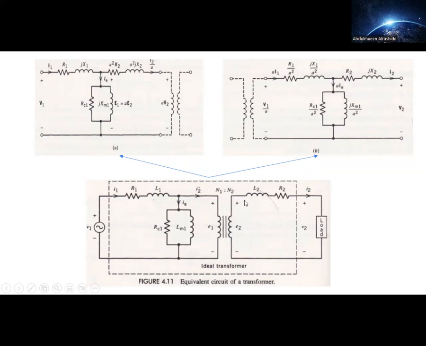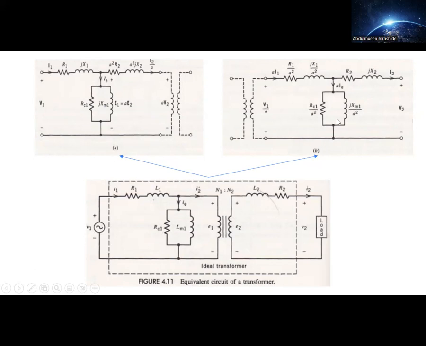If you want to refer all the parameters to the primary side, you basically multiply by A squared. A is basically the turns ratio. We found out how to get the turns ratio from the previous lab. Now pay attention to this in this case. R1, we're not touching R1. We're not touching X1 because it's already on the primary side. We're only doing R2 and X2. This is if we were to refer the equivalent circuit to the primary side.